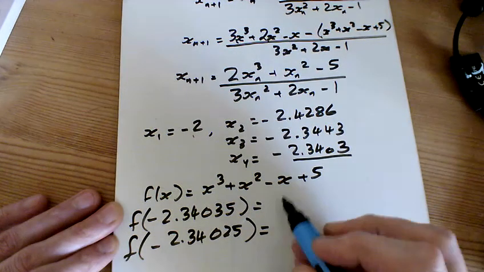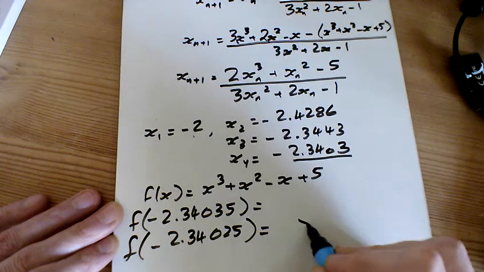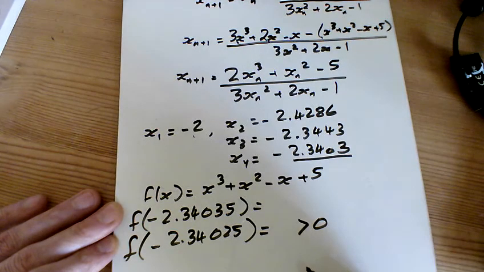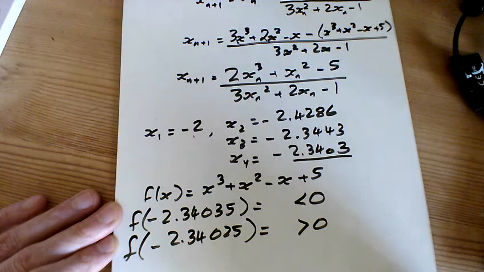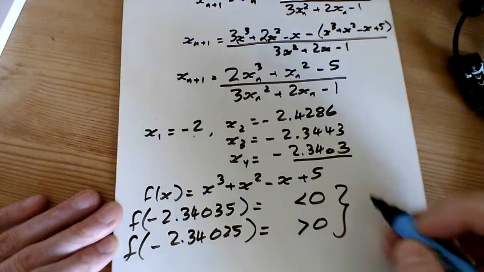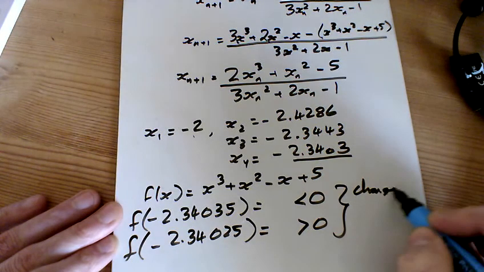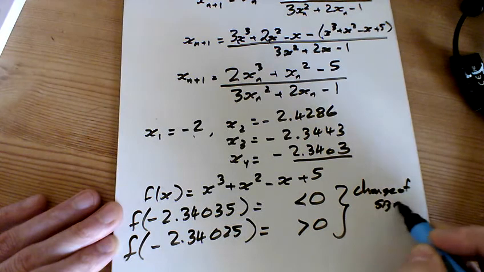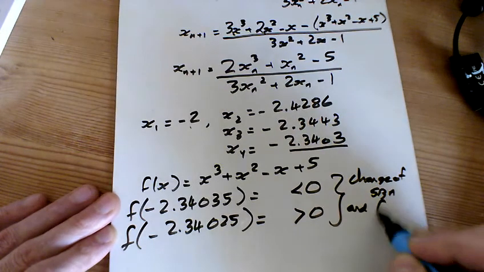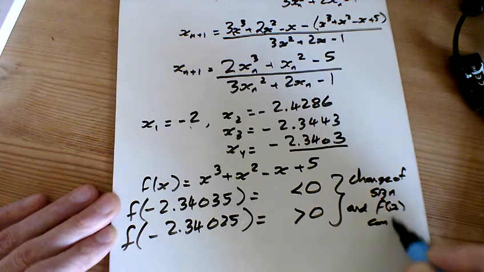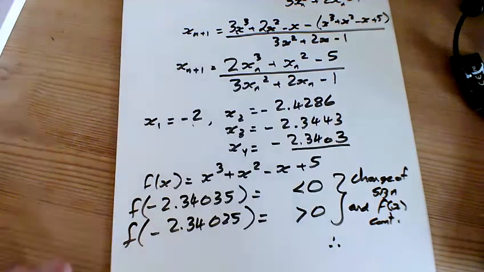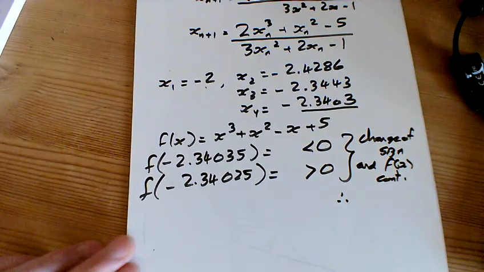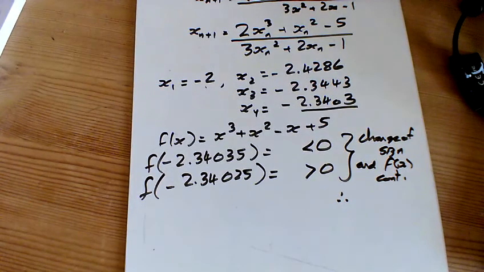Well, this one here is greater than 0. You can figure it out, it's very tiny. And this one here is less than 0. So we can then write the words change of sign and f of x continuous. Therefore, alpha is this. I won't write it all out again, to 4 decimal places.